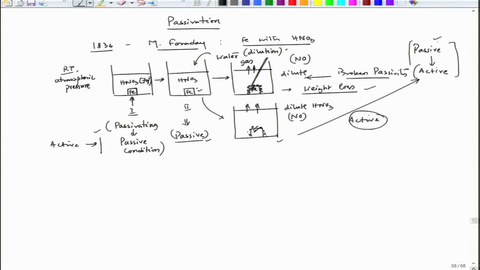So, this is the very experiment of the great Michael Faraday, and it talks about passivity from active to passive as well as from passive to active. It gives a lot of information, and that is the beginning of extensive research on passivity as well as passivation, because this particular aspect has huge industrial as well as practical implications.